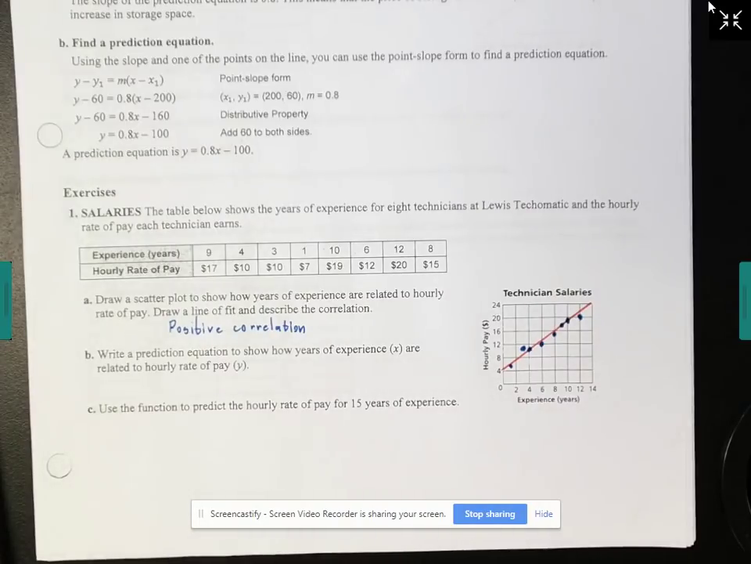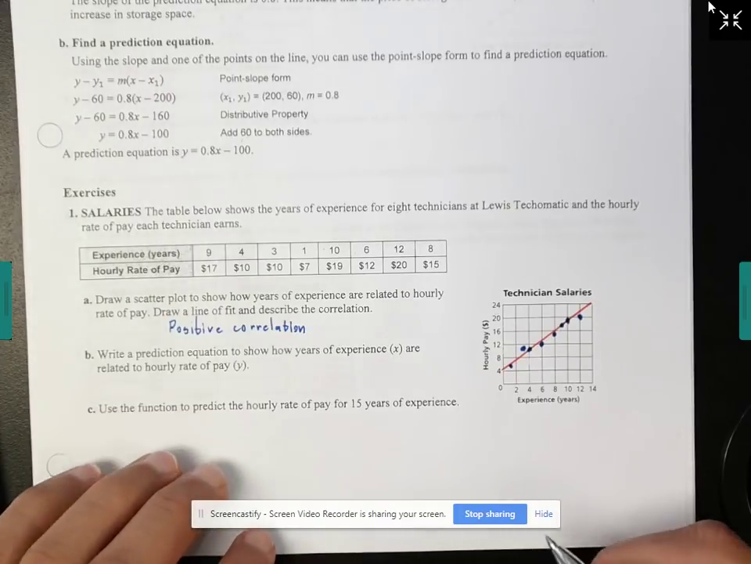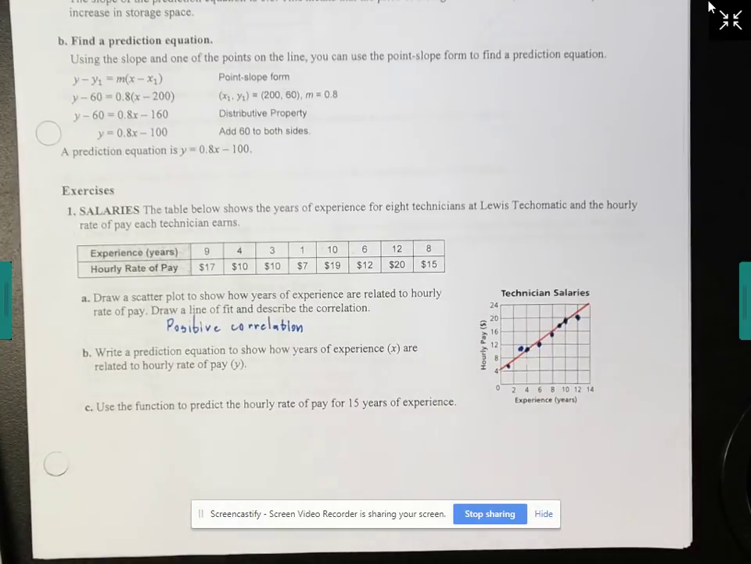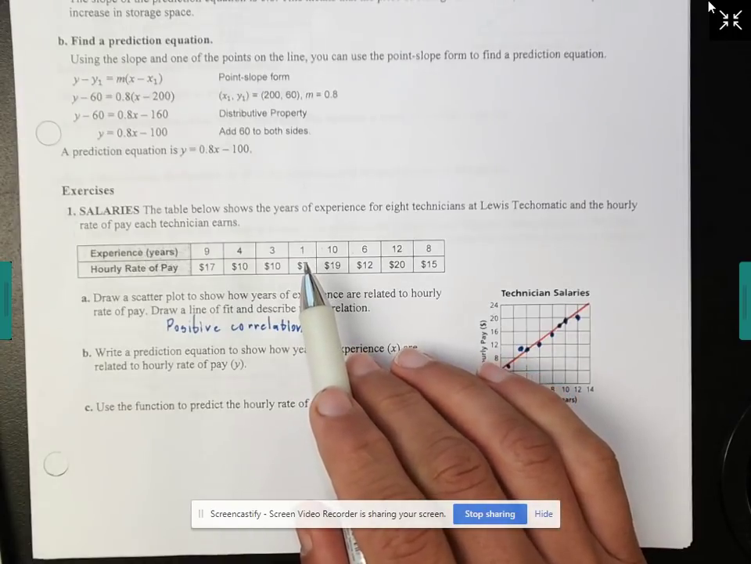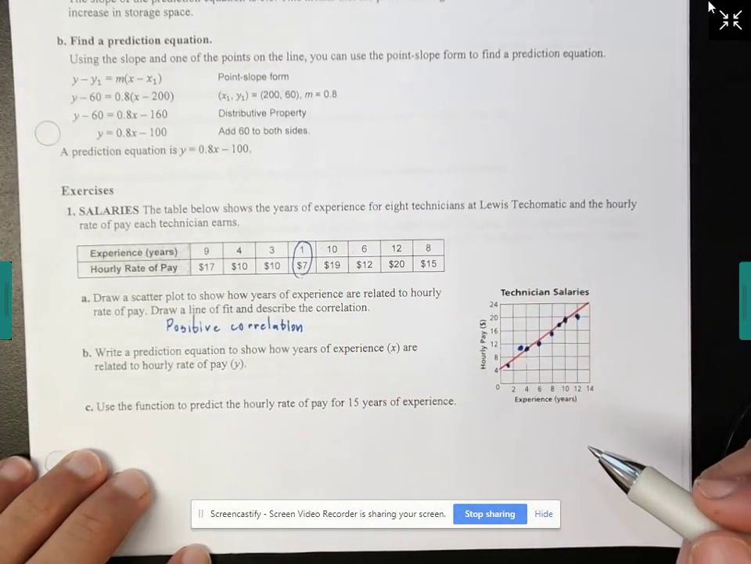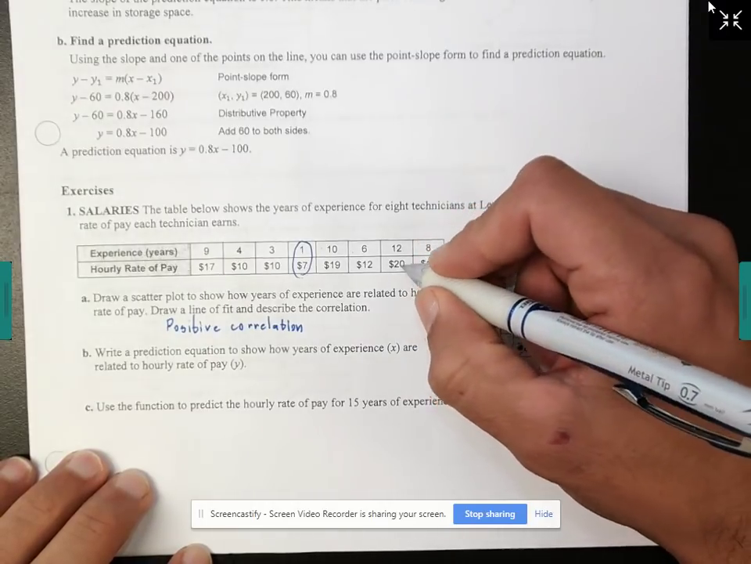And now it says, write a prediction equation that shows how many years of experience are related to the hourly rate of pay Y. So we're going to write a prediction line. To do this, the first thing we're going to have to do is figure out a slope. It turns out that you can actually graph most of these points and figure out a slope. What I'm going to do, though, is grab the first and the last point. So I'm going to grab, for example, this point right here, 1 and 7, and let's see, where's the last one here? 12 and 20. Okay, I'm going to grab those two.